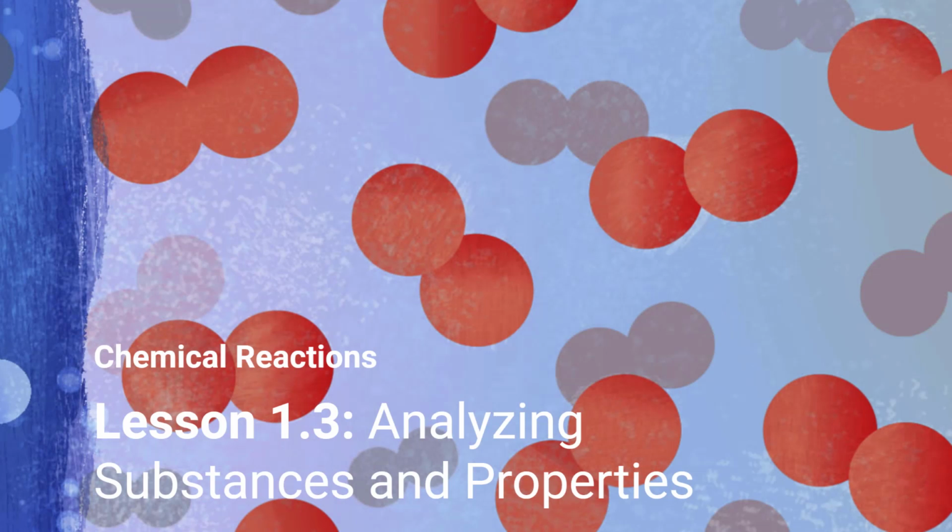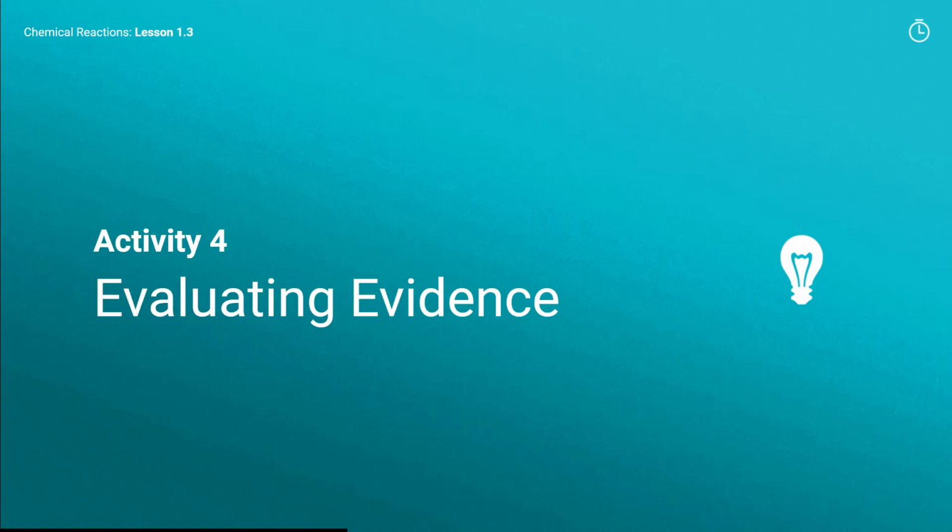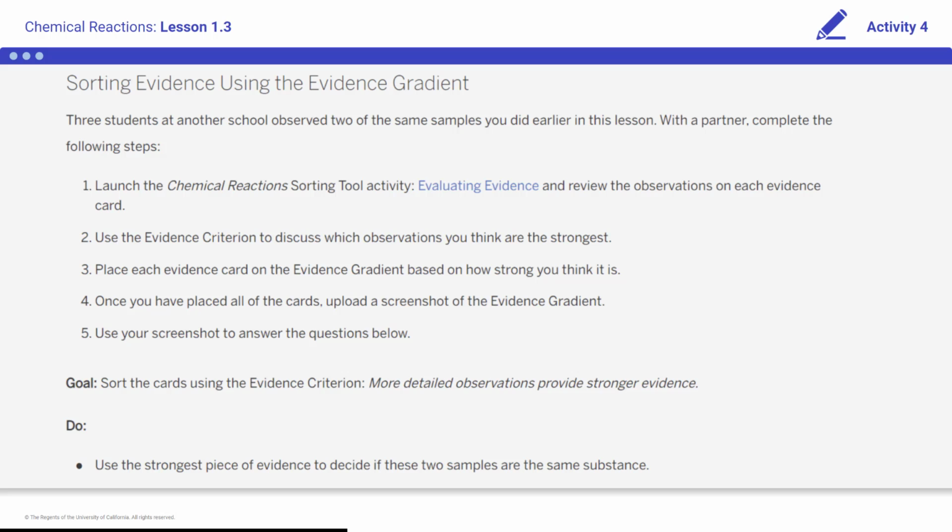Chemical Reactions Unit, Lesson 1.3, Analyzing Substances and Properties. Activity 4, Evaluating Evidence. Students, launch the Chemical Reaction Sorting Tool activity, Evaluating Evidence, using the link in the instructions on your student screen.